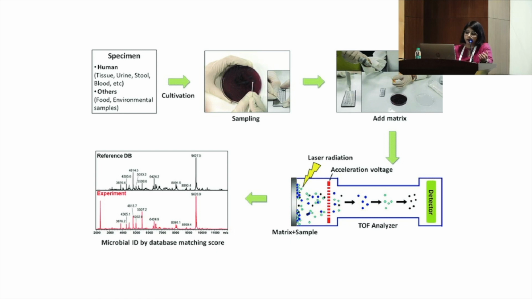What we mean by time of flight is that these particles travel through a tube. Depending on the mass and the charge, there's a detector which calculates the time of flight. So you get a spectrum like this, depending on the masses and the charges generated. And then you have a large database in which you can compare and identify the organism. That's the basic principle on which MALDI-TOF works.